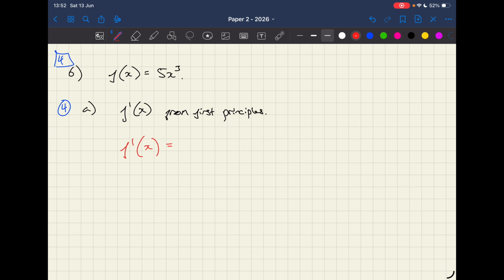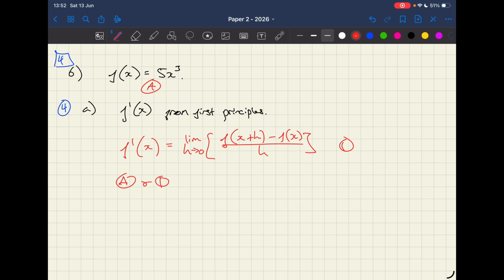So thinking about this, it's going to be the limit as h tends to 0 of f of x plus h, take away f of x, all over h. We've got the fact A at the top. Call that definition number 1. So A and 1 together, what do they give us?